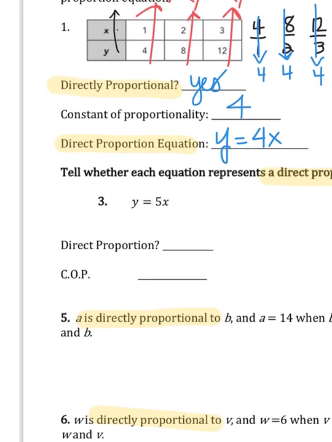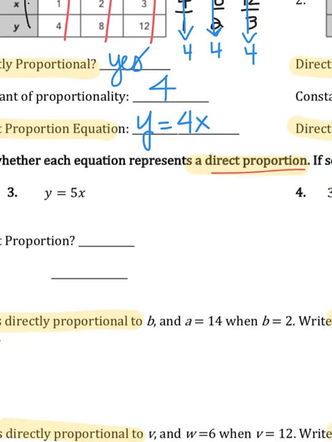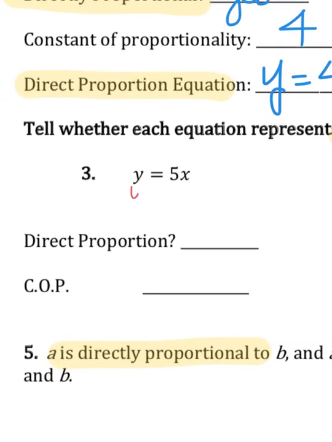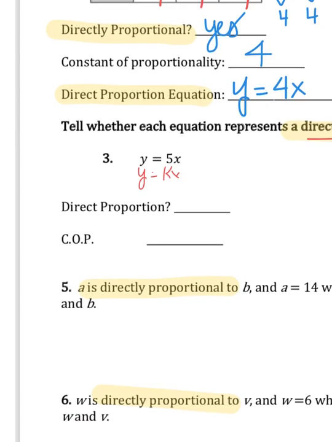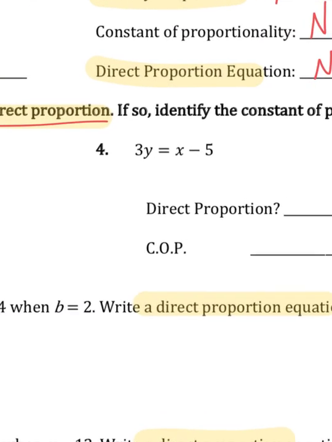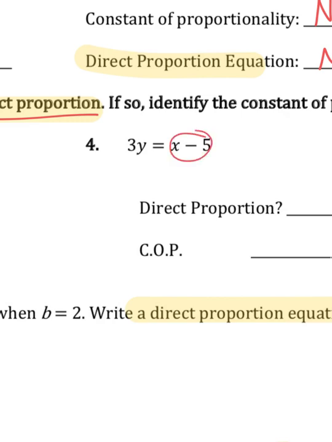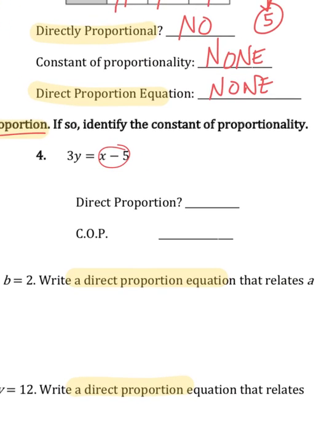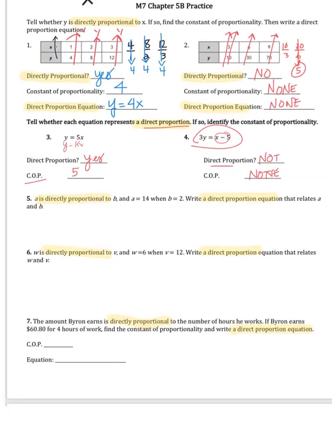Okay, so tell whether this equation is a direct proportion equation. Well, this looks like y equals kx. So is this a direct proportion equation? Yes. And what was the constant? 5. This one, I immediately see subtraction. And I know that if there's subtraction or addition involved in an equation, then it's not a direct proportion equation. So none.